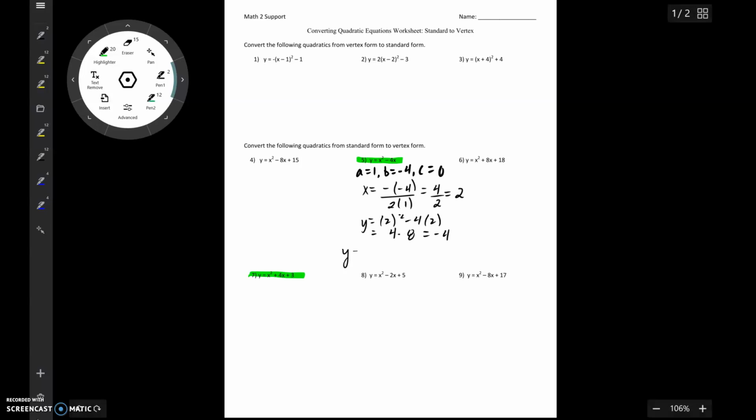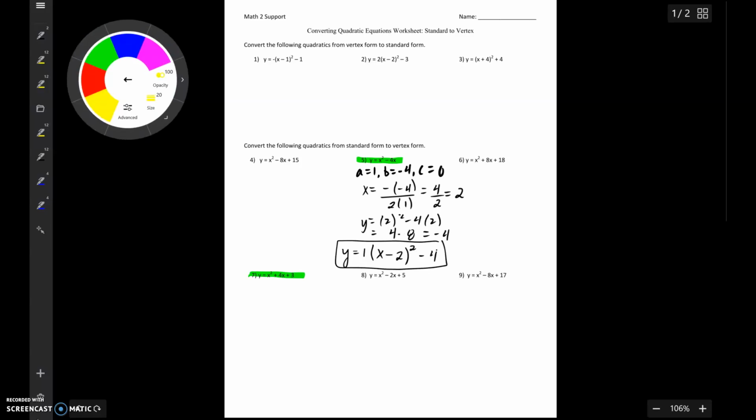Okay, so y equals my A value, x minus the x-coordinate of my vertex, quantity squared, plus k. All right, so just as a reminder, I'm using A, H, and K. Vertex form: y equals A, x minus h squared plus k.